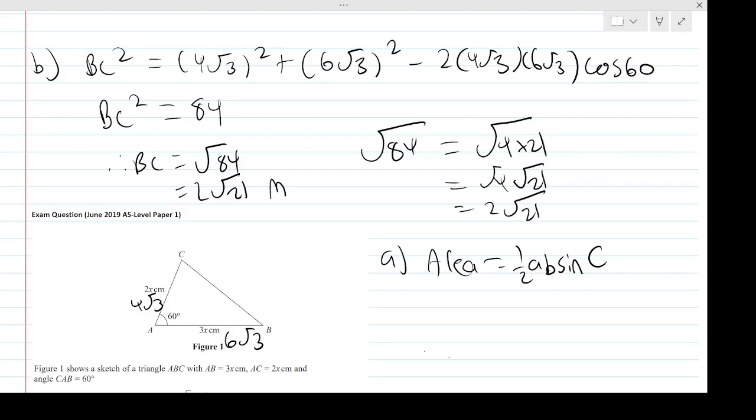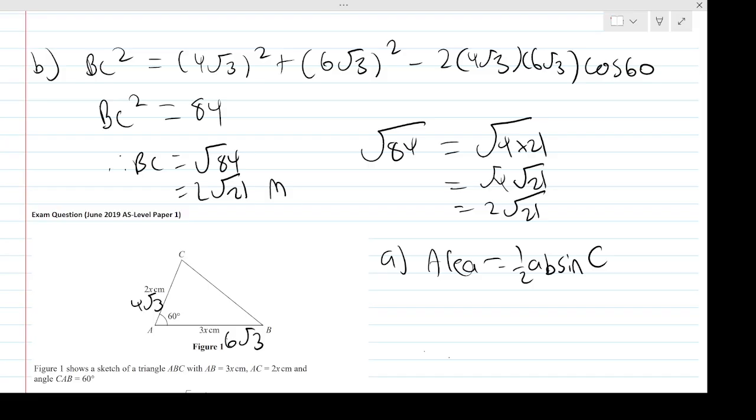So I guess it could be very, very thorough, but I believe you won't get a mark for that. I think you'll find you can just jump from root 84 to 2 root 21, because the calculator will tell you that simplification instantly. But there we are. So that's all the steps anyway.